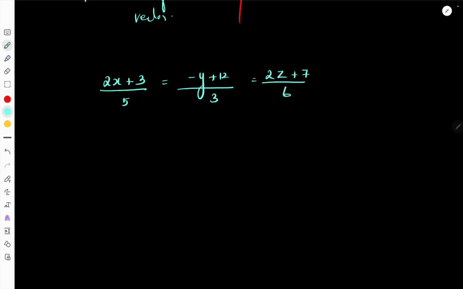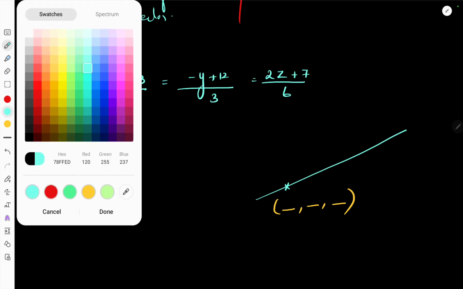So we can see this now. Suppose an equation is given in the question: (2x + 3)/5 = (-y + 12)/3 = (2z + 7)/6. If it is given like this, this is a line equation, and we have to find the point on the line and the parallel vector to the line.